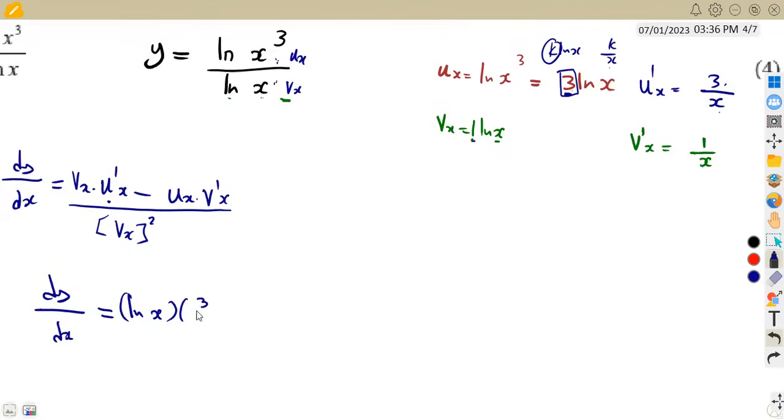So we are going to multiply 3 over x minus u(x), our u in this case, which is ln x to the exponent of 3. Remember, the 3 ln x was just rewriting so that we can differentiate, but the original u(x) is ln x to the exponent of 3. All right, times our first derivative, in this case for v, is going to be 1 over x. So we're going to multiply this to 1 over x. All right, everything over v(x) squared.